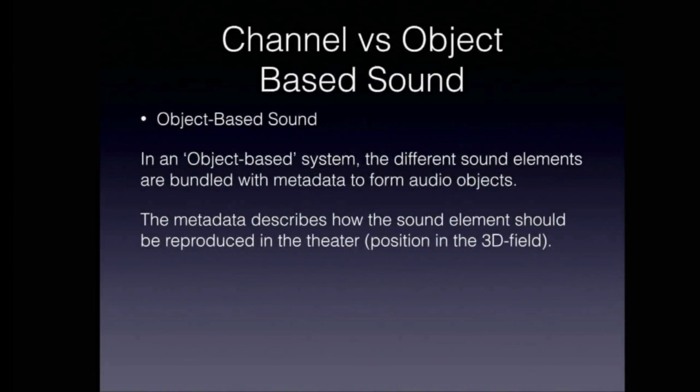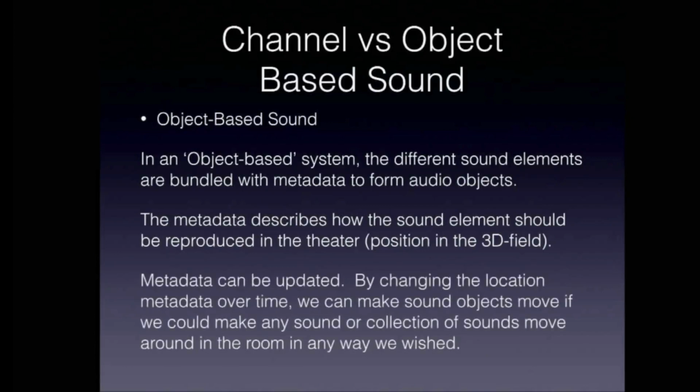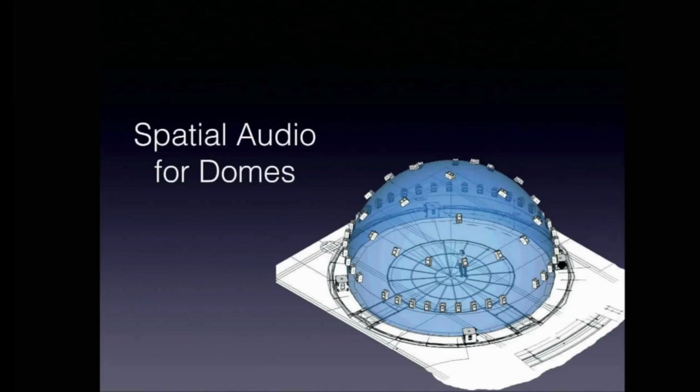Now, the amazing thing about the metadata is it can be updated over time. So for instance, if you're doing a movie at 30 frames per second or 24 frames per second, whatever standard you're using, you can actually change the metadata for every frame, which means that you can program a sound to move through the sound field frame by frame if you wanted to.